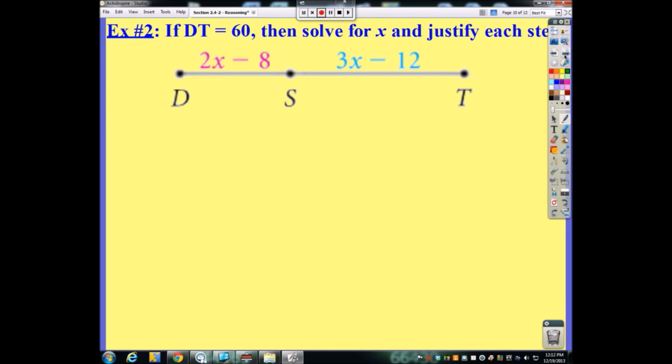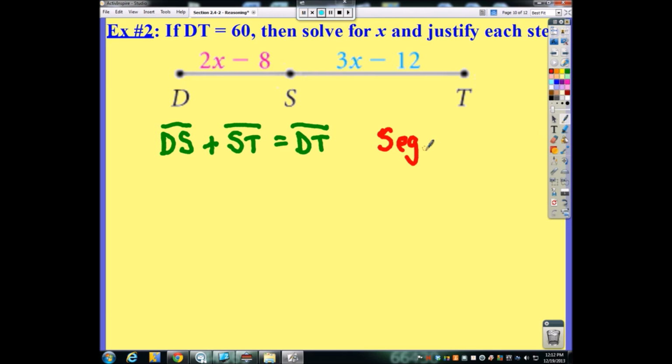So here's how I need to set this up. I don't automatically get to jump in and say 2x minus 8 plus 3x minus 12 equals 60. I've got to start with the pure geometry part of this. So my first step would be to say, all right, well, segment DS plus segment ST should equal segment DT. And why do I know this is true? Well, I know this is true because of the segment addition postulate. I'm going to abbreviate some stuff here. The segment addition postulate tells me I can do this based on this picture.